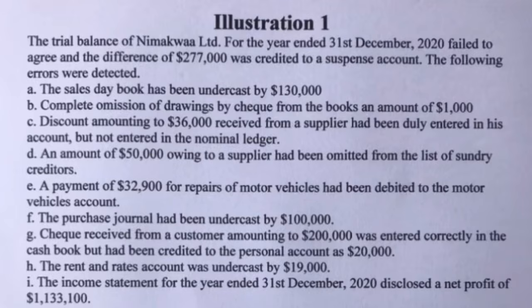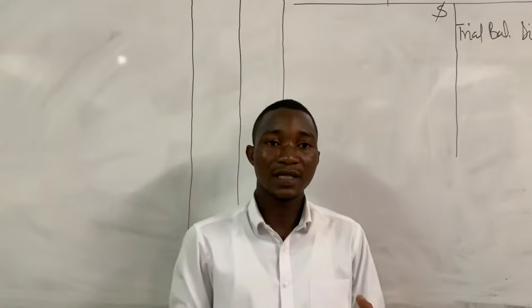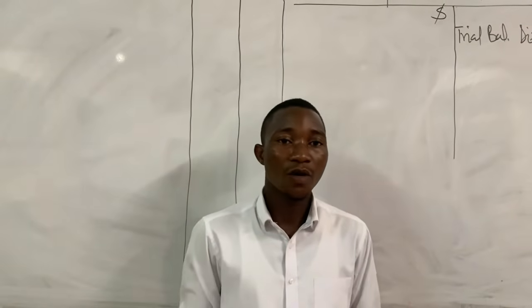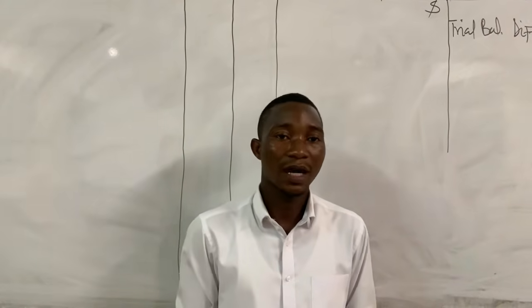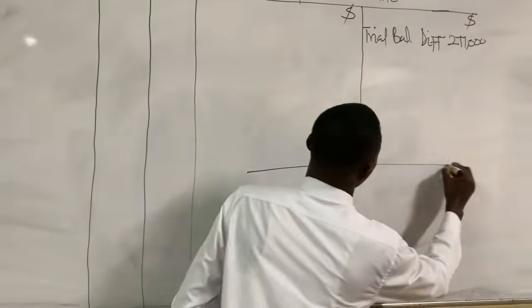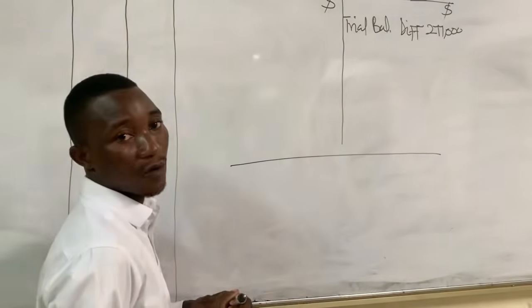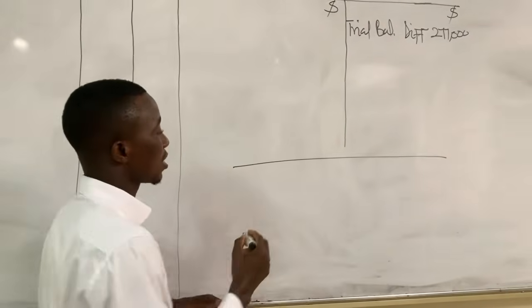That the sales day book had been undercast by $130,000. Okay, the sales day book had been undercast. So we have to correct this error. First of all, we need to know the balances of the individual accounts. I will use this place for workings, which is not part of the requirements, but I want to use it to explain how we will correct this error.